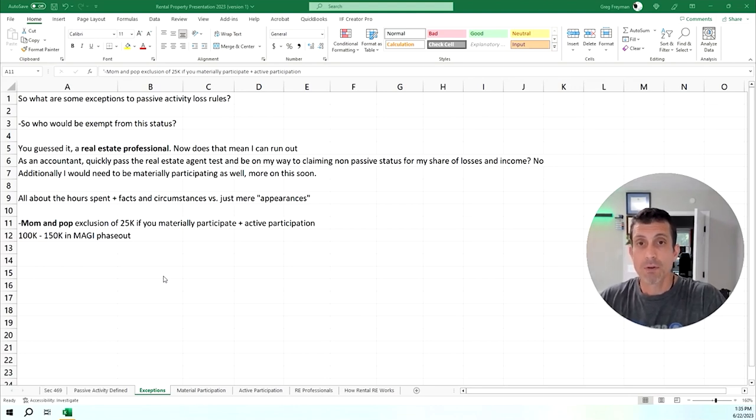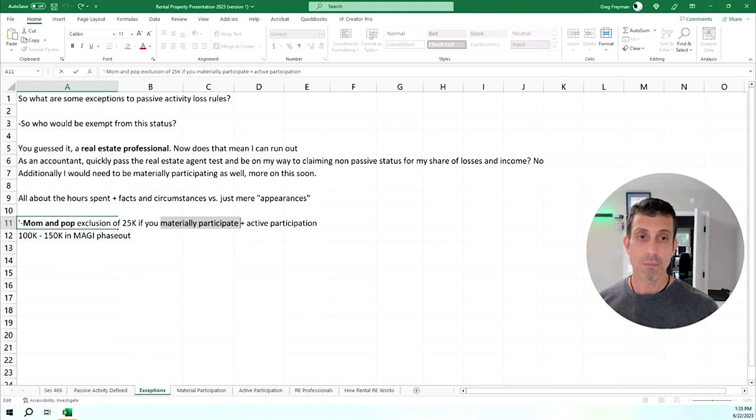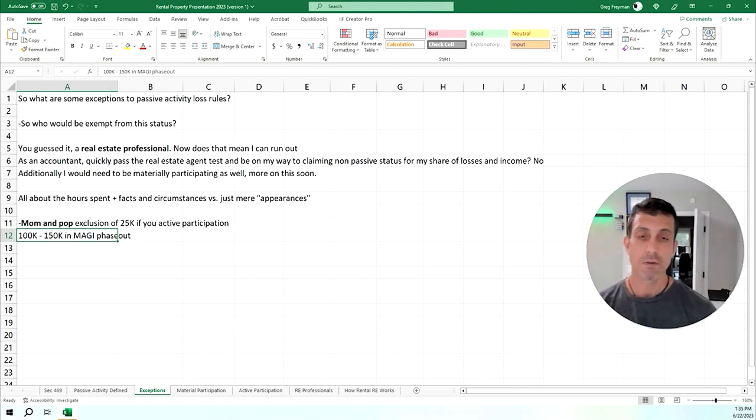So that exception, as we spoke last time, is the mom and pop exclusion. Unfortunately, I was in haste typing up a few things here, but I have to remove this. The mom and pop exclusion of $25,000 applies to you if you are also an active participant in the activity. So obviously, you still need to meet the income qualifications and you have to be actively participating. And we'll discuss how real estate ties into all that.